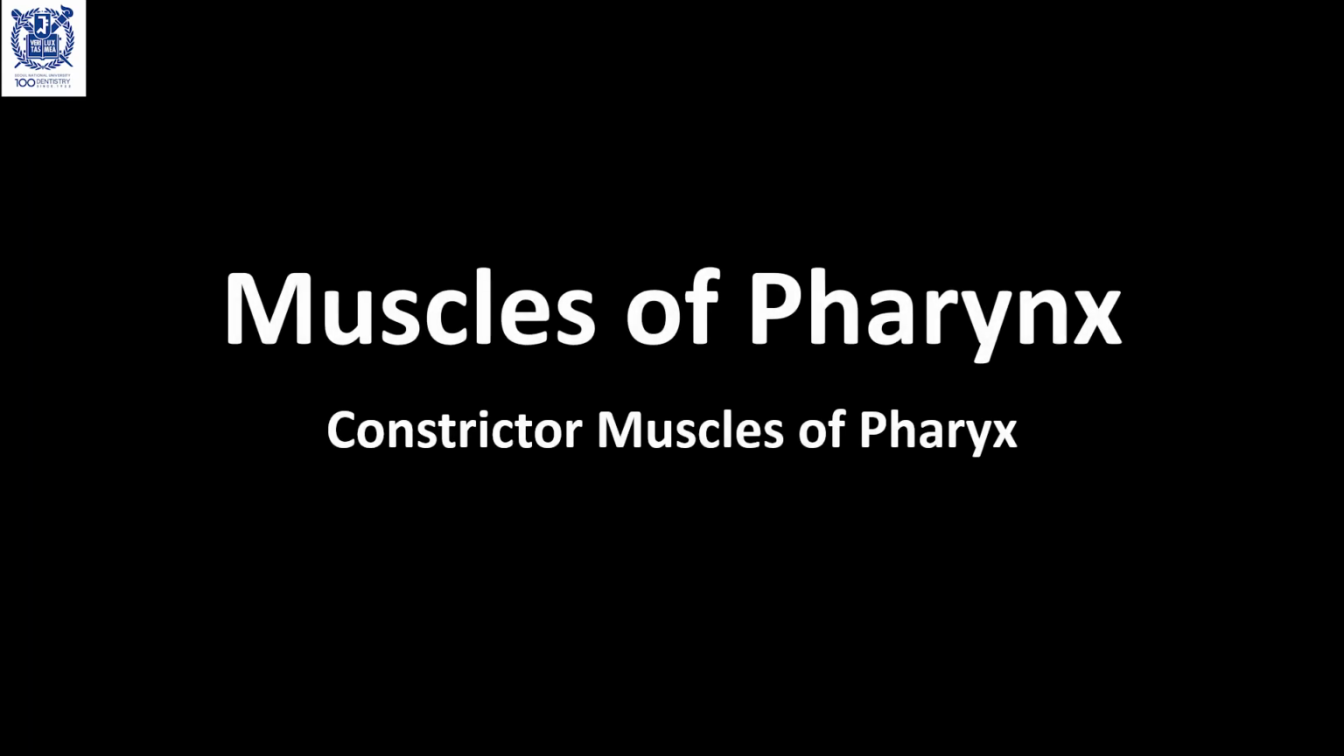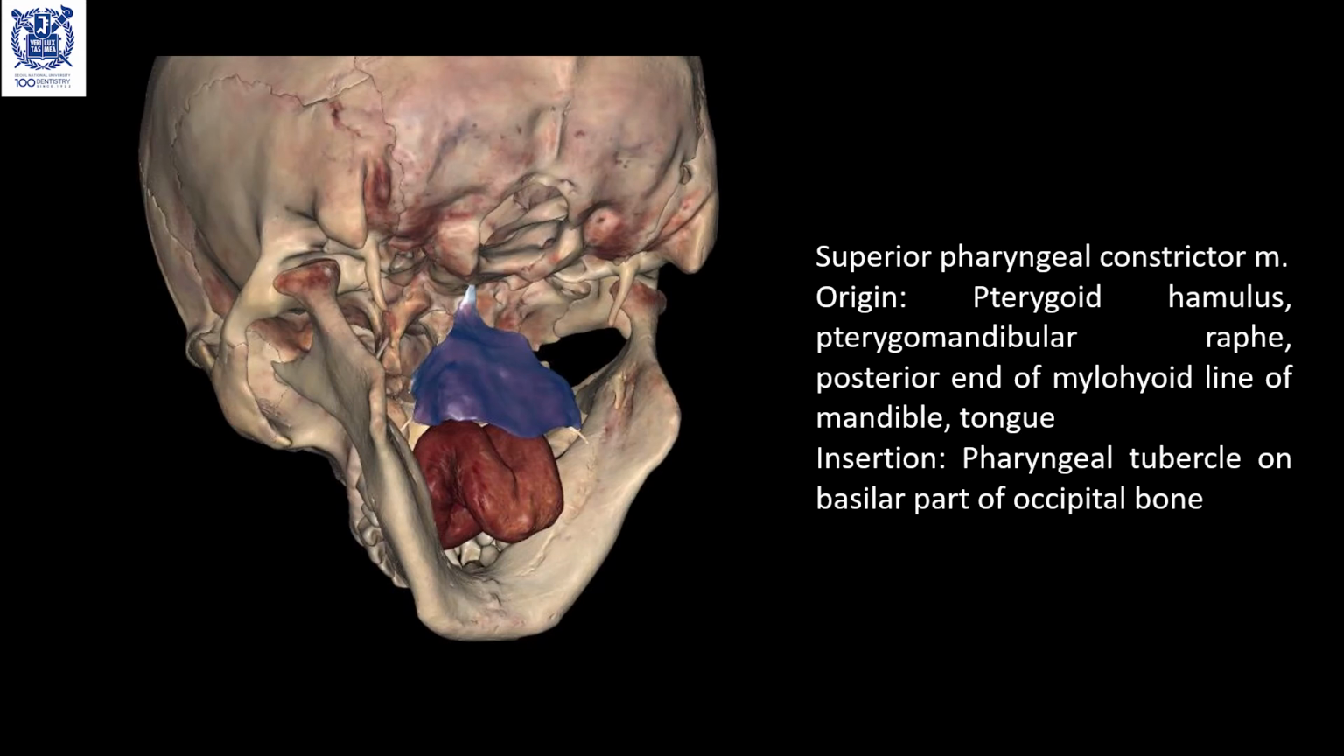Okay, now let's move on to the muscles of the pharynx. First, the constrictor muscles of the pharynx will be discussed. Superior pharyngeal constrictor muscle. It is the highest located of the 3 pharyngeal constrictors. This muscle is a quadrilateral muscle, thinner and paler than the inferior or middle pharyngeal constrictor muscle. The muscle is divided into 4 parts: a pterygopharyngeal, buccopharyngeal, mylopharyngeal, and a glossopharyngeal part.